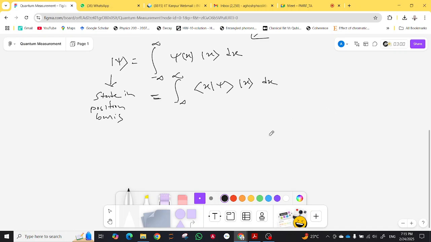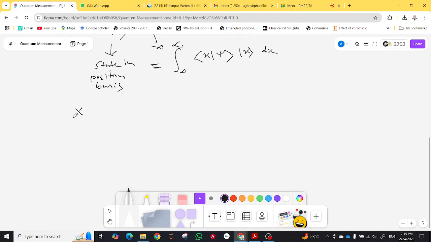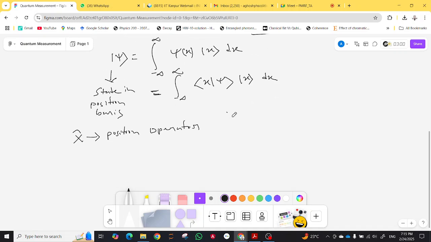Now from here, what can you say? Suppose you now want to measure the position. Then suppose your position operator is given by capital X cap. This is your position operator. Now if you act this position operator on this state psi, then what will you get? This will collapse the system to one of its eigenstates x, with eigenvalue x, with coefficient psi x. And what is the probability of this collapse?